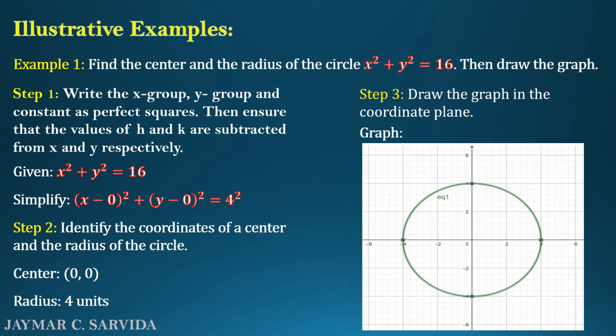So let's draw the graph. The graph will look like this. So where is the center of our graph, class? Here is the center of our graph. That is 0, 0. That is our origin, 0, 0. And then its radius is 4 units.